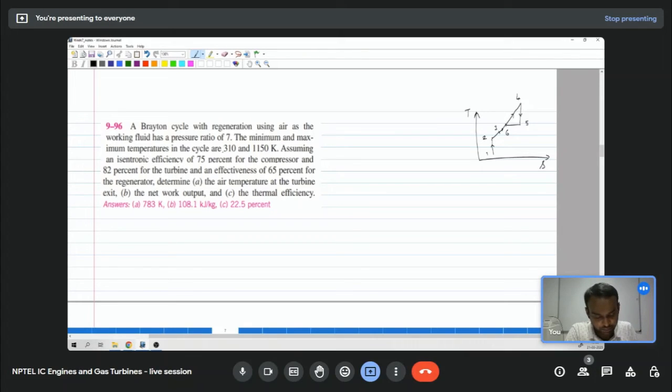The lowest temperature is set at 310 Kelvin, so T1 is 310 Kelvin. Similarly, the maximum temperature, which is T4, is 1150 Kelvin. Isentropic efficiency of the compressor, eta C, is 0.75, and that of the turbine is 0.82, and effectiveness of the heat exchanger is 0.65.